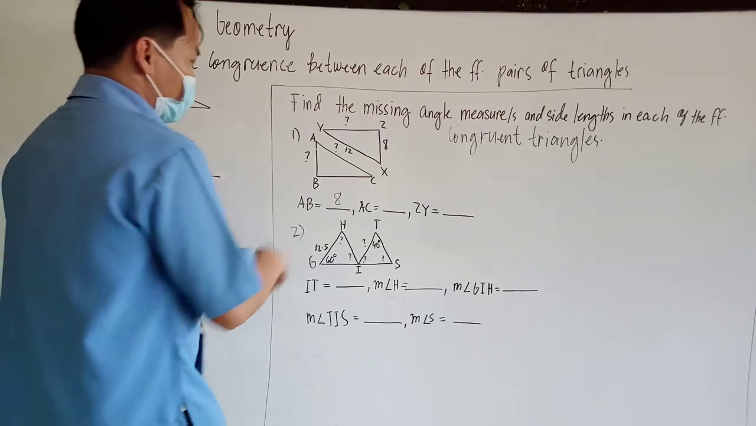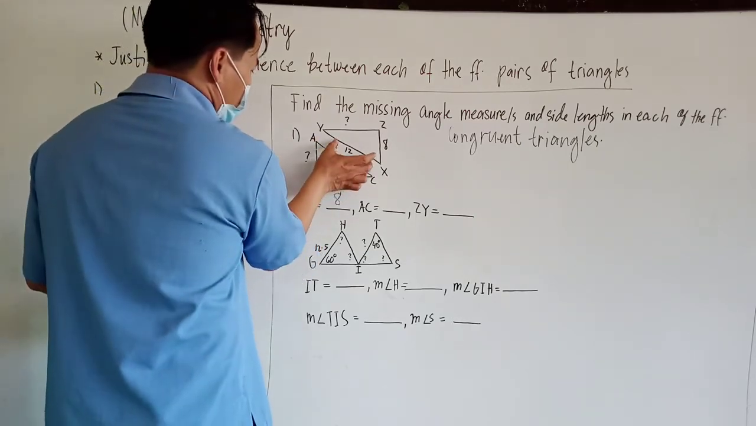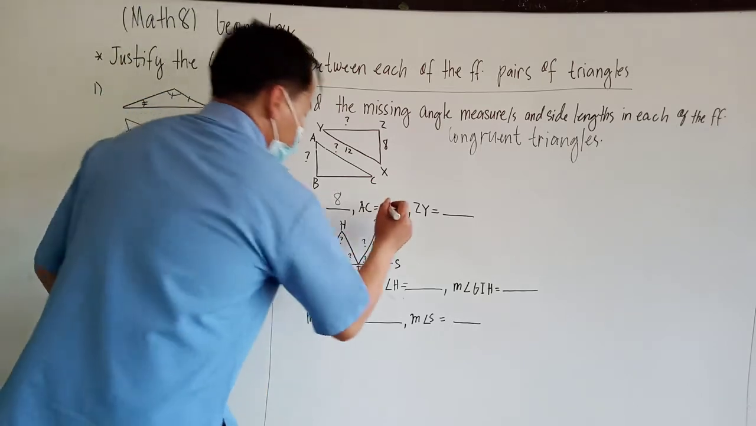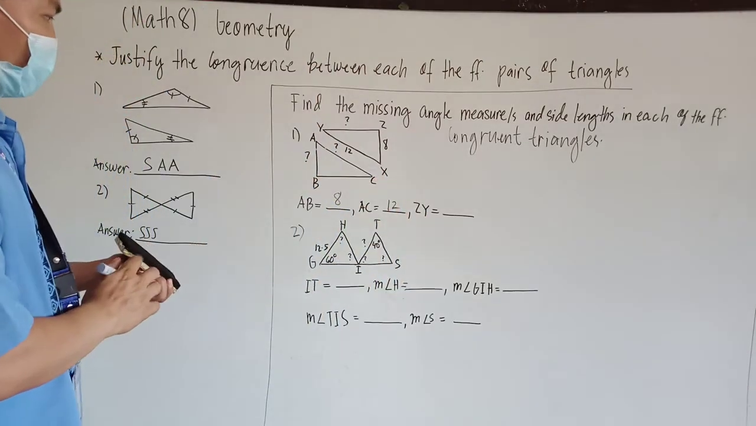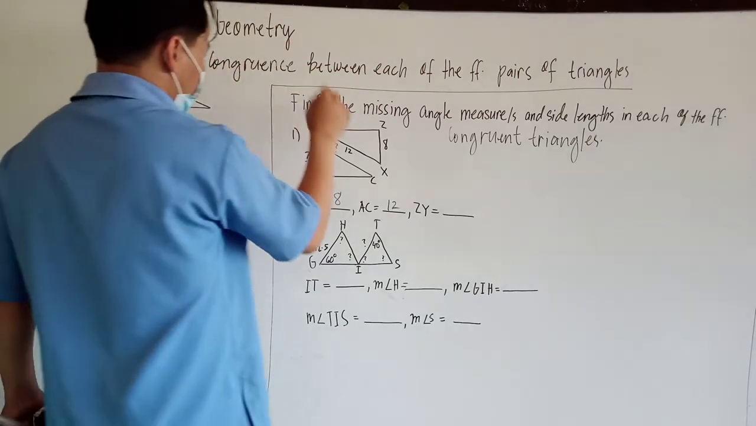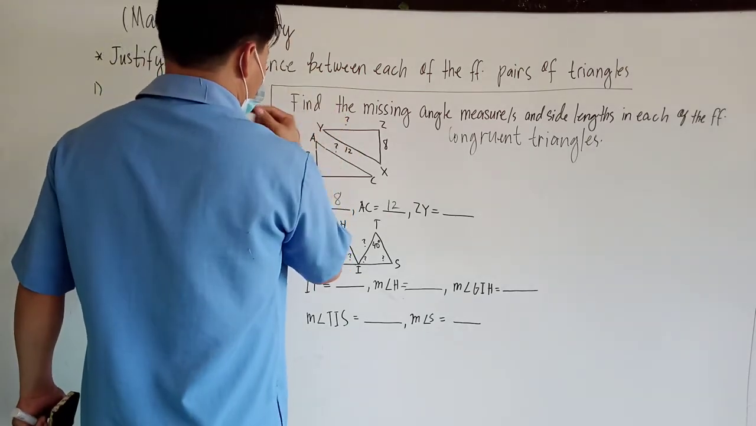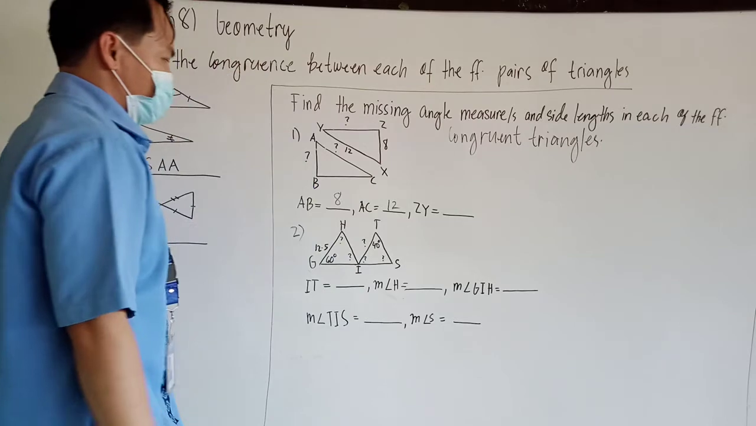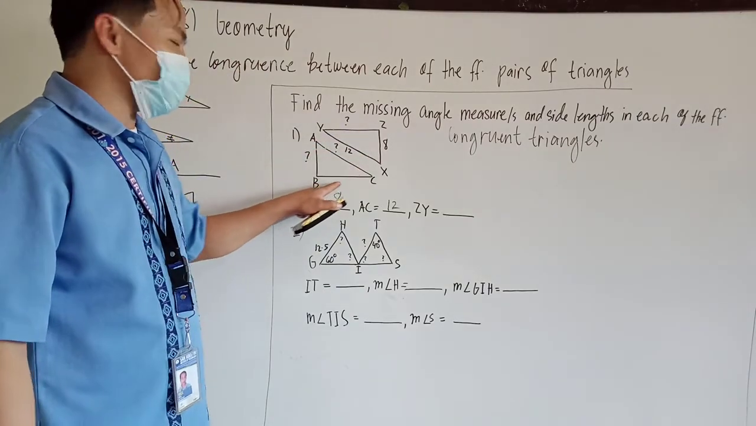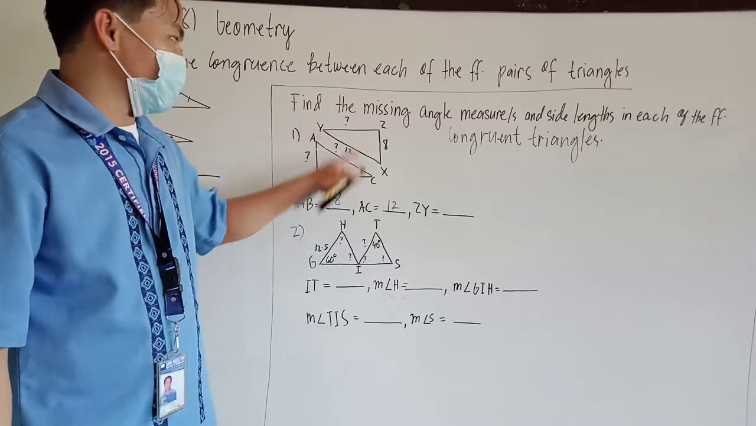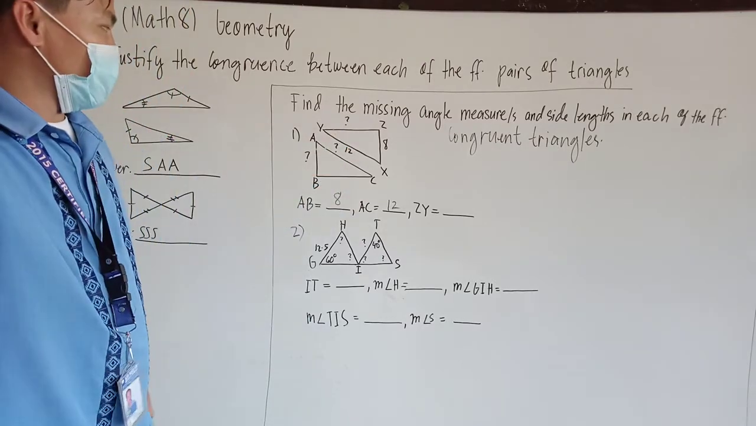So it follows that our AC here, because they are corresponding, AC is also 12. Next to that, we also have here our Y and Z side. YZ is actually corresponding to BC. But BC and YZ have no given measurement at all.